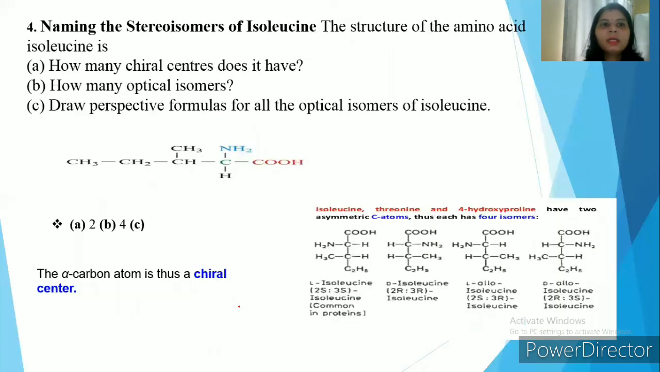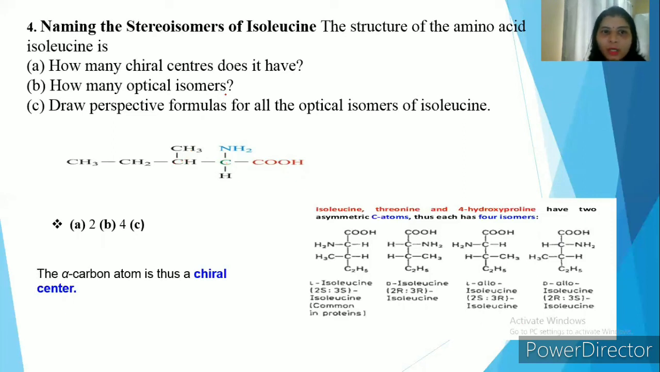Then, naming the stereoisomers of isoleucine. The structure of the amino acid isoleucine is given here. This is the structure of the amino acid isoleucine. How many chiral centers does it have? It has two chiral centers. This one is the first and this one is the second. The alpha carbon atom is a chiral center.